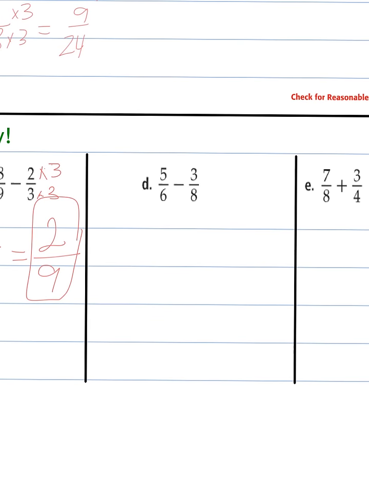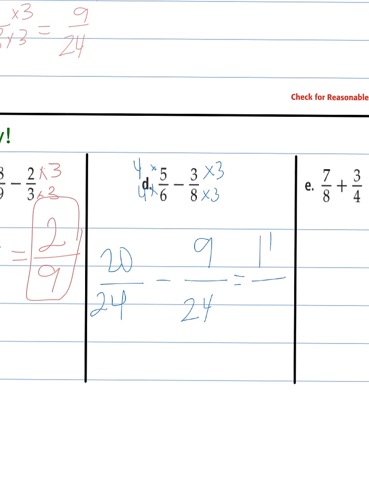Next one, 5/6 minus 3/8. Our least common denominator for these would be 24. Okay. So we would take 6 times 4, 5 times 4, which is 20. This one times 3. 3 times 3 is 9. 8 times 3 is 24. Now we do our subtraction of the numerators. 20 minus 9 is 11. Denominator stays the same, so our final answer is 11/24.